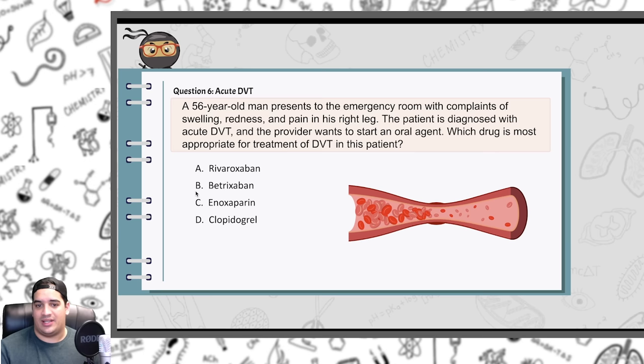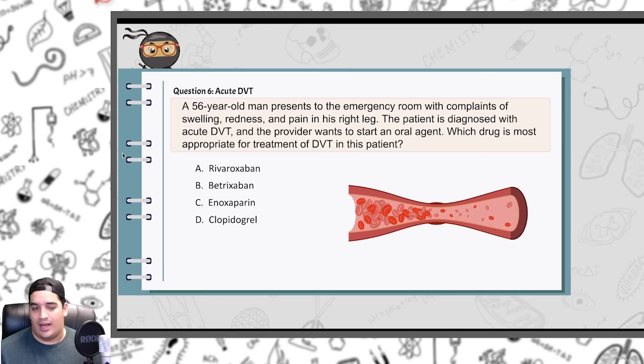So I'm left with betrixaban and rivaroxaban as the two oral agents here. Again, betrixaban is not for acute DVT, it's primarily prophylaxis, and I don't think I've ever seen it utilized once. So rivaroxaban would be the correct answer. This is a factor 10A inhibitor, and so is betrixaban, but again, it's going to be rivaroxaban for this answer.